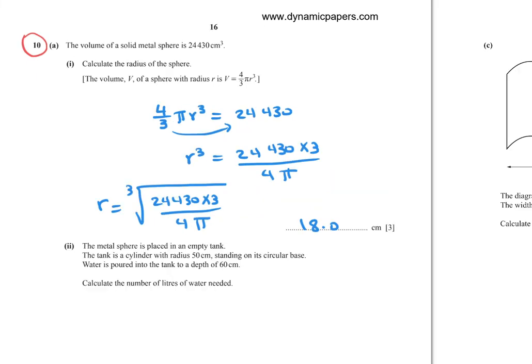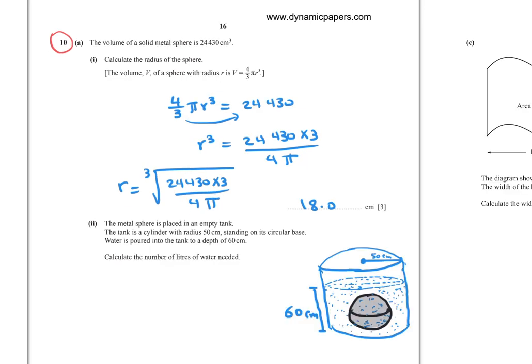Part ii: the metal sphere is placed in an empty tank. The tank is cylindrical with radius 50 centimeters, standing on its circular base. Water is poured into the tank to a depth of 60 centimeters. Calculate the number of liters of water needed. You can draw to understand how to find the volume of water. From the shape, you can deduce that the volume of the water equals the volume of the cylinder with radius 50 and height 60 centimeters minus the volume of the sphere.